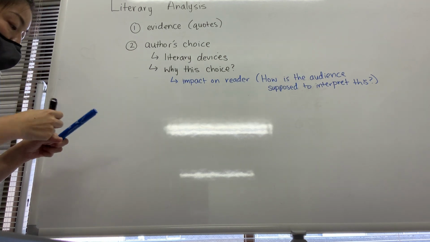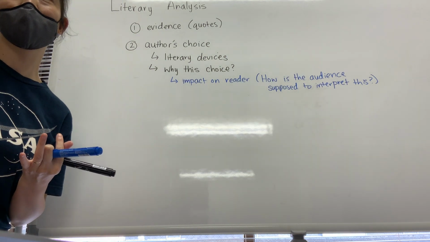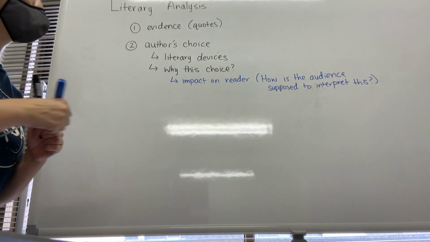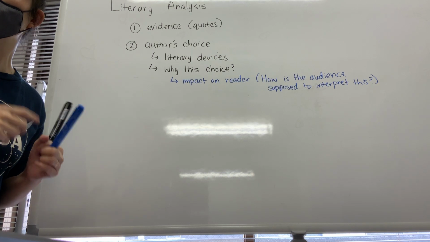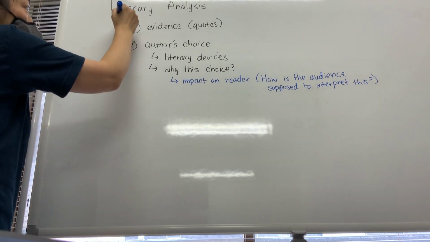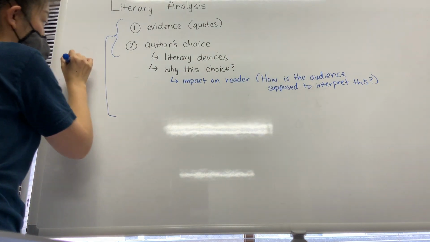Now, you're going to do this like 3 times. Usually about 3 times. Okay, so you have 3 different quotes, and then you talk about the author's choice 3 times. When you've done this about 3 times, so do it 3 times.